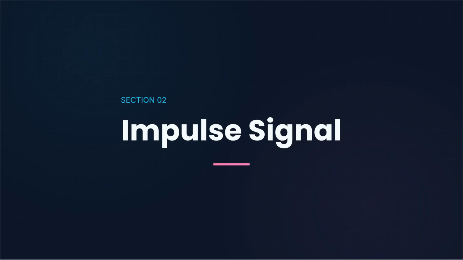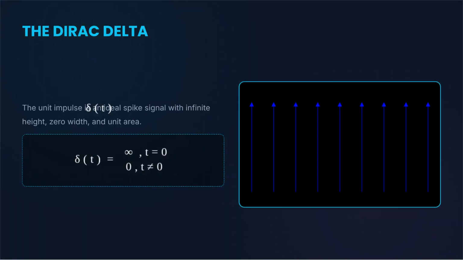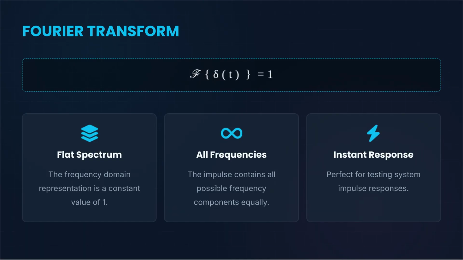Moving on to section 02, we will explore the impulse signal. The unit impulse, or Dirac delta function, is an ideal spike signal. It is infinite height, zero width, and a unit area, as shown by the formula in the diagram. The Fourier transform of the impulse signal is a constant value of 1.